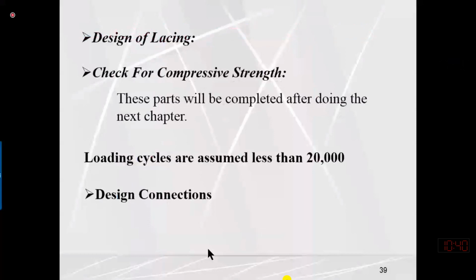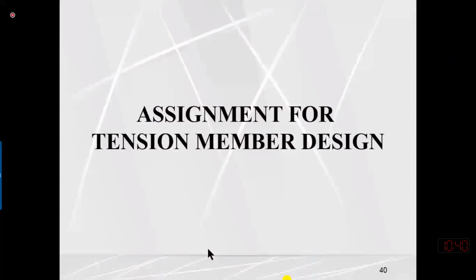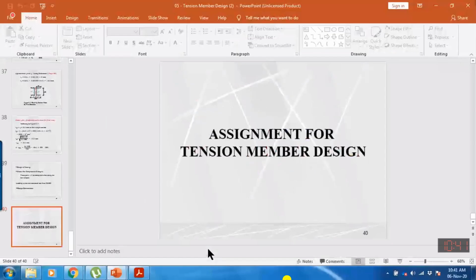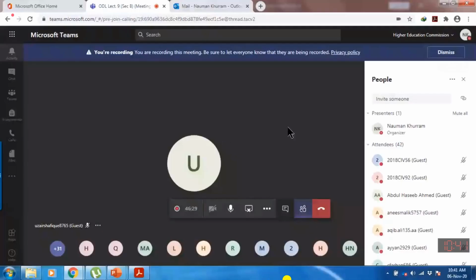I will send you some assignment problems in PDF form from the chapter on tension member design. I will also assign you the R value. I will give you clear instructions. The total number of problems in the tension member chapter might be 10. So each student will solve 5 problems and the instruction will be provided in PDF form. At the moment, if someone has a question from tension member design, I would like to answer. Does anyone have a question?